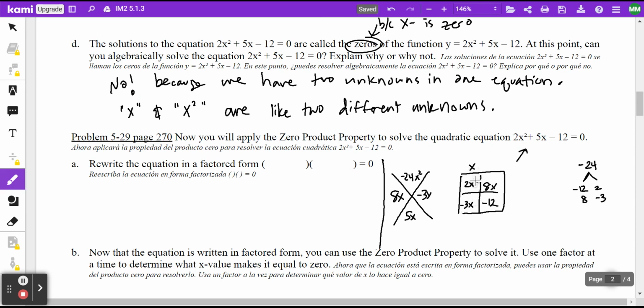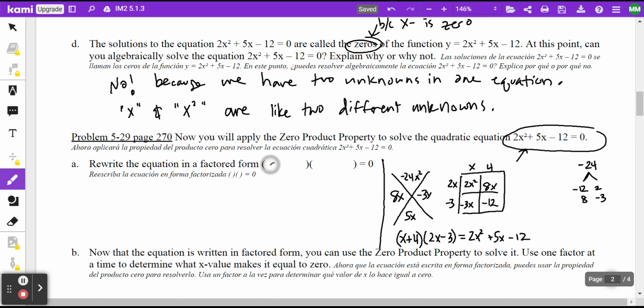Okay, greatest common factor of the first column. Okay, then we have 2x and negative 3 and 4. So x plus 4 times 2x minus 3 equals 2x squared plus 5x minus 12. Okay, part A asked us to do what we just did. Rewrite this equation in factored form. Although it's not just an expression now, it's an equation because it has the equal 0 part.